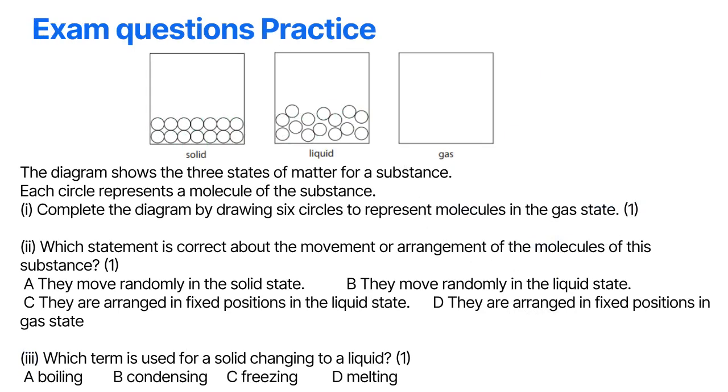Let's practice some IGCSE questions on the states of matter. The diagram shows the three states of matter for a substance. Each circle represents a molecule of the substance. Question A asks us to complete the diagram by drawing 6 circles to represent molecules in the gas state. Question B asks us to pick the correct statement. Question C asks which term is used for a solid changing to a liquid. You can pause the video and give it a try.